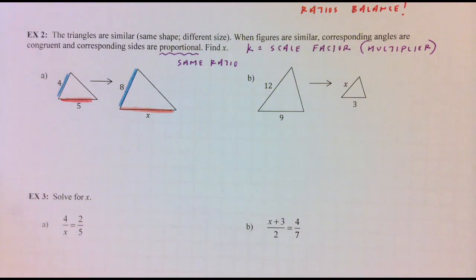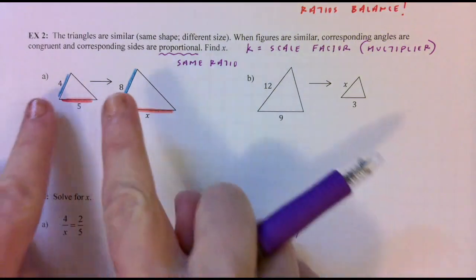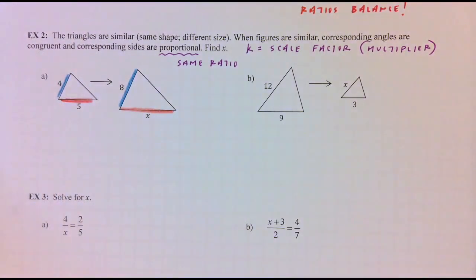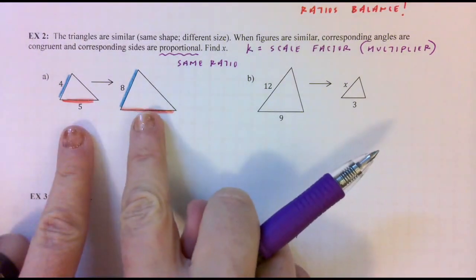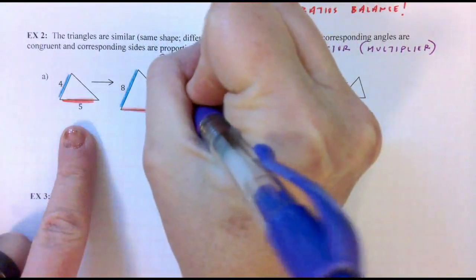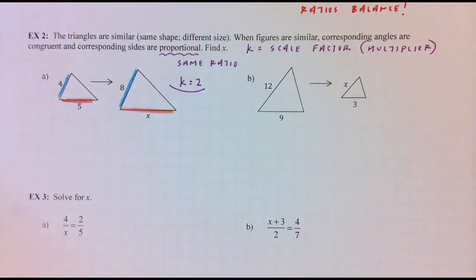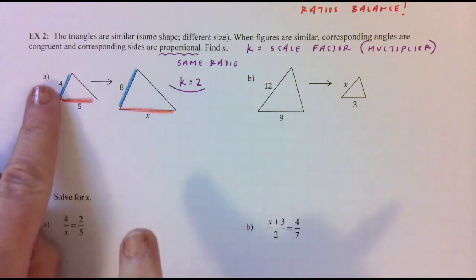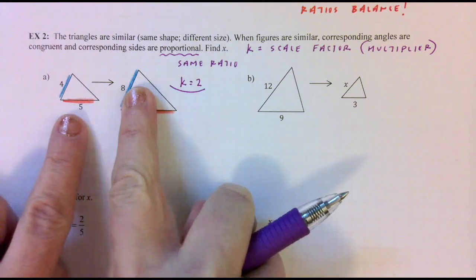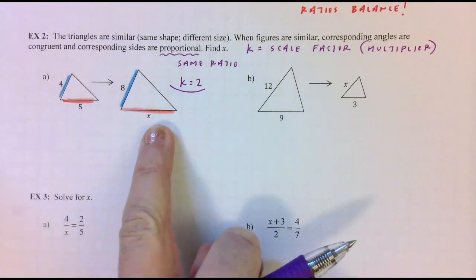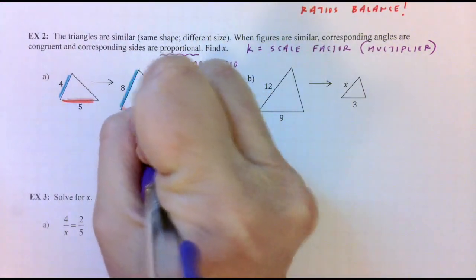So I'm guessing that we can all see that to get from 4 to 8, we must have multiplied by 2, right? This shape, all of the sides then must be doubling. They're getting multiplied by 2. My scale factor is 2. So it can be that simple. I can say, well, 4 times 2 is 8. So 5 times 2 gets me to 10 right here. X is 10.